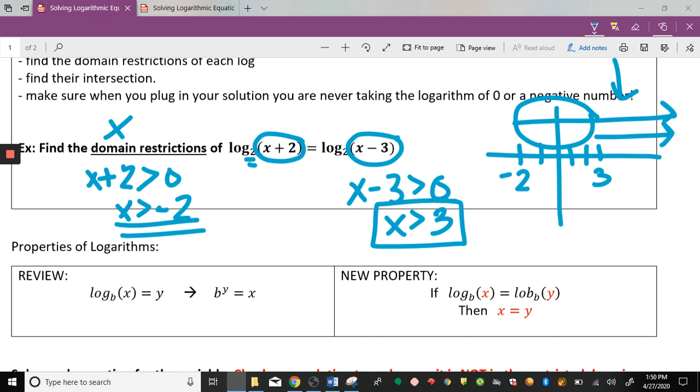So, properties of logs to review. We have used this a ton. We should know how to go from log form to exponential form. This should not be a big surprise to us, right? And we're going to use that to solve log equations.